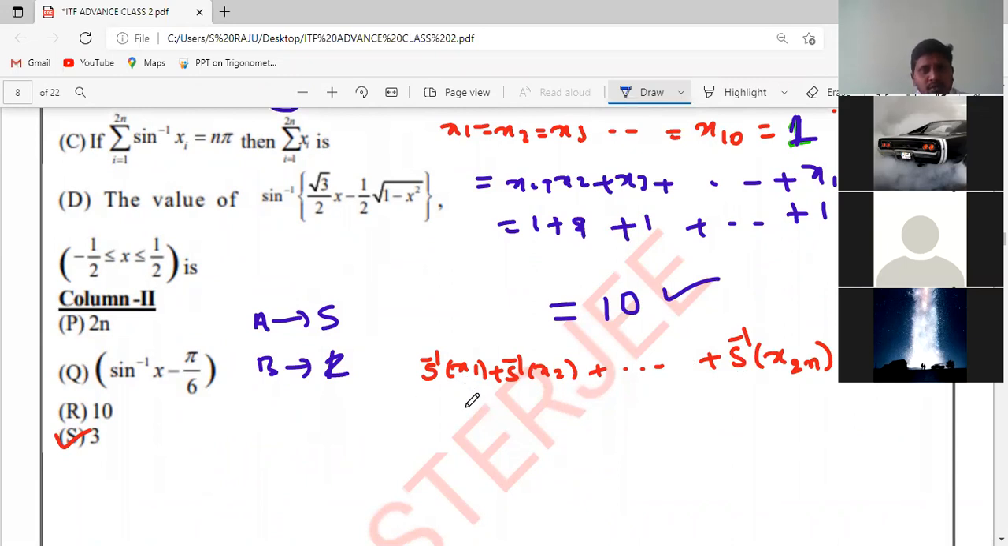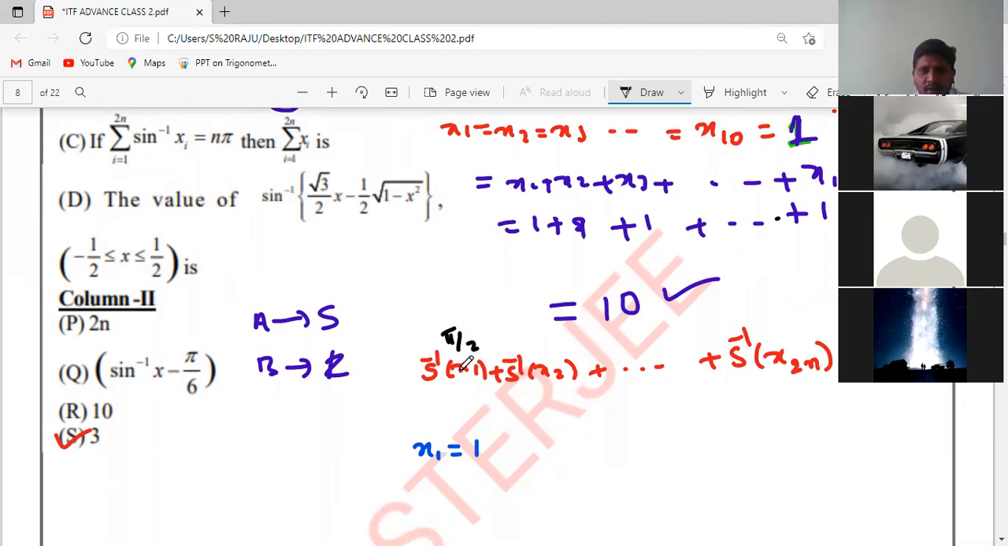1. Okay, when I take x1 value as 1, what about sine inverse 1, student? Sine inverse 1 value is pi by 2. Okay. What x2 value do you want to take?